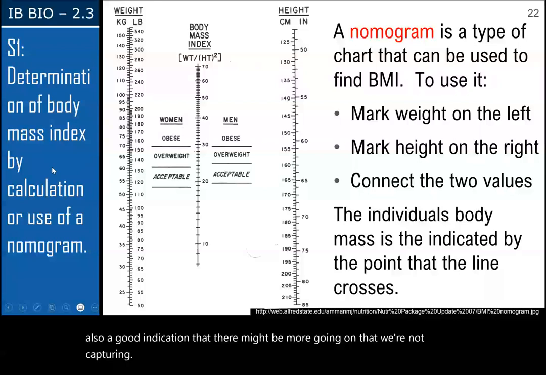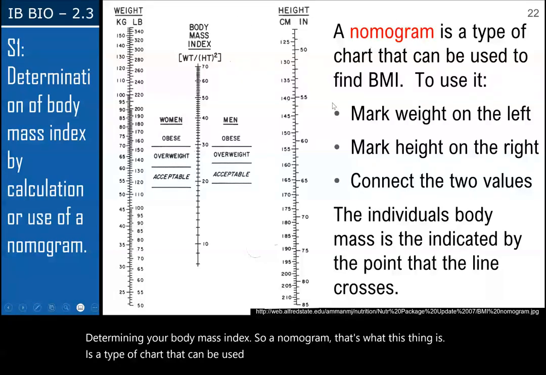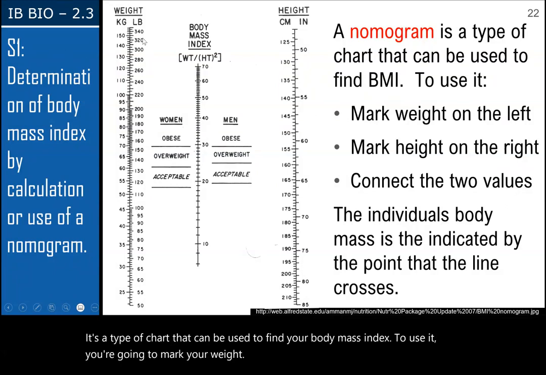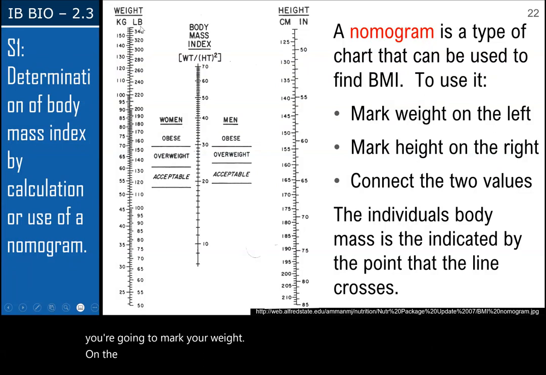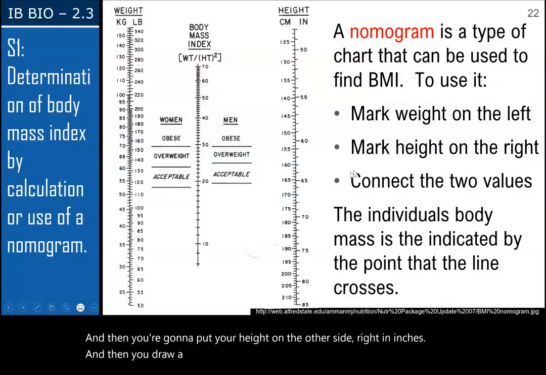Okay, next is determining your body mass index. So a nomogram, that's what this thing is, a type of chart that can be used to find your body mass index. To use it, you're going to mark your weight on the left, so whatever your weight in pounds is. And then you're going to put your height on the other side, right, in inches. And then you draw a line between the two, and it crosses this central axis. And that tells you your BMI.